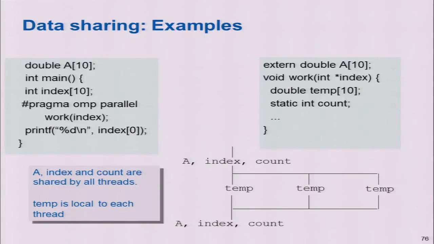Inside that function, because it's in a separate file, I've got the extern statement. I'm reminding the compiler that it should be finding that array A as a file scope variable. That's what the extern does. But inside the function, I declare an array temp. Since that's declared inside the parallel region, where that function's called, it goes on the thread stack. So every thread's going to see a shared copy of A, and the shared copy of index. But every thread will have its own copy of temp.